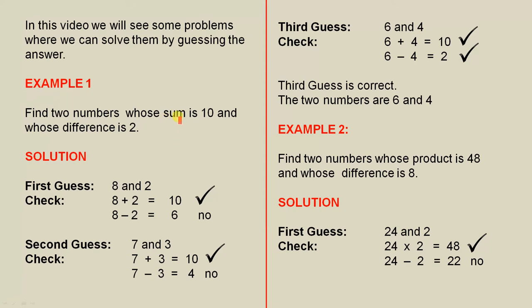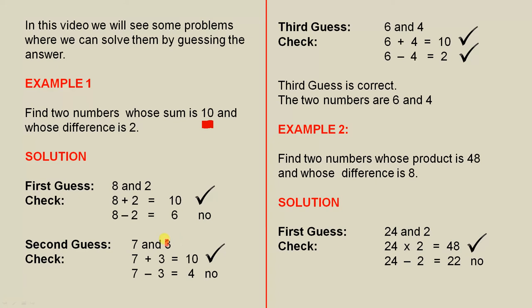Now sum means we add the two numbers together and difference means we take them away. So when we add them together we get 10 and when we take them away we get 2. Let's try the first guess for our solution. Let's guess the numbers 8 and 2. Now 8 plus 2 equals 10, correct. That satisfies that requirement. 8 take away 2 equals 6, no, because the difference has to be 2. So 8 and 2 is not correct.